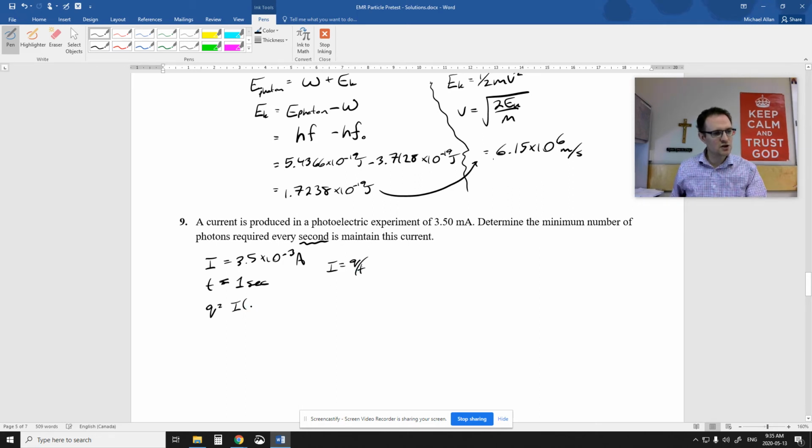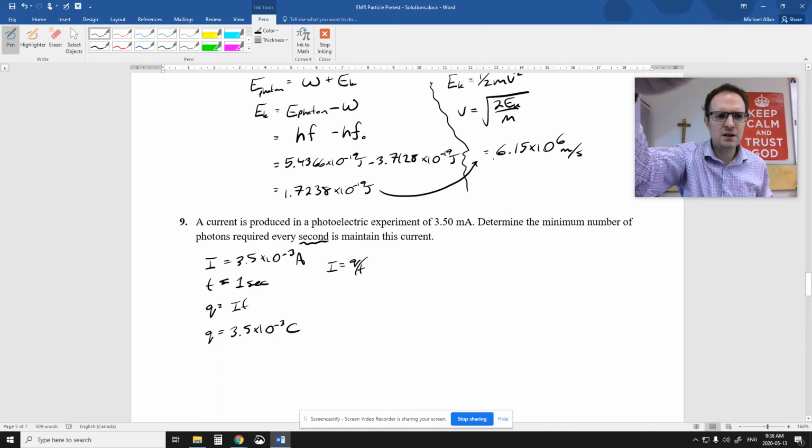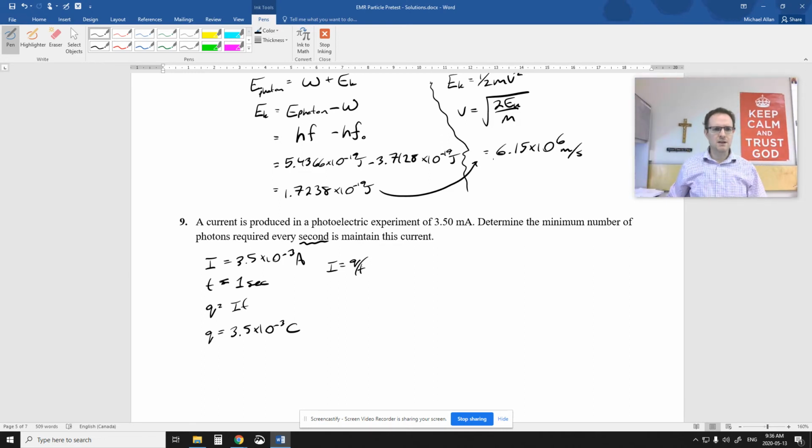And the reason I want to find the charge is because the charge is made up of electrons. If I can find how many electrons there are, then it's just 1-to-1. So there's going to be a charge of 3.5 times 10 to the negative 3 coulombs. If I can find how many electrons, it's a 1-to-1 ratio, so then I know how many photons there are. So the charge of an electron is 1.6 times 10 to the negative 19 coulombs.